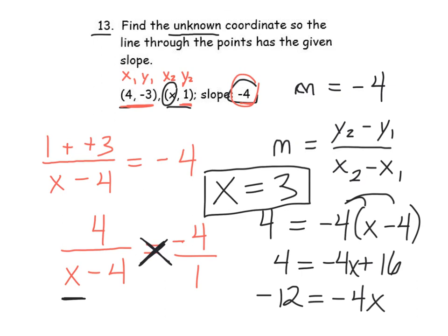And we can always check our answer by plugging it back into our original equation. So I'll replace x with 3. So now it looks like the first part of my ratio is going to be 4, and the bottom part is going to be -1, which does give me -4 for my slope.